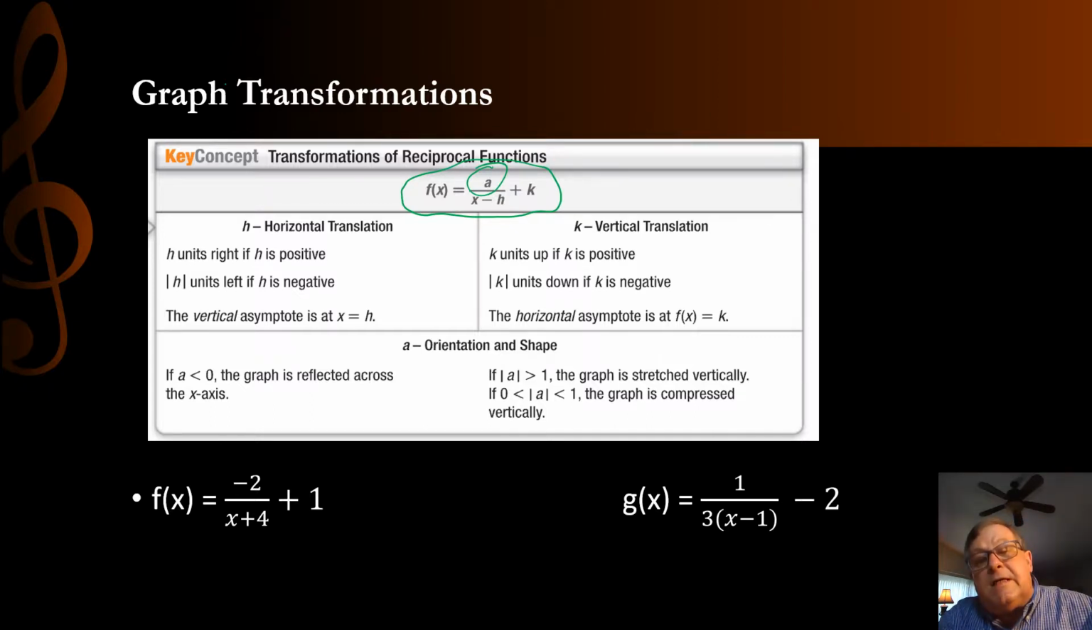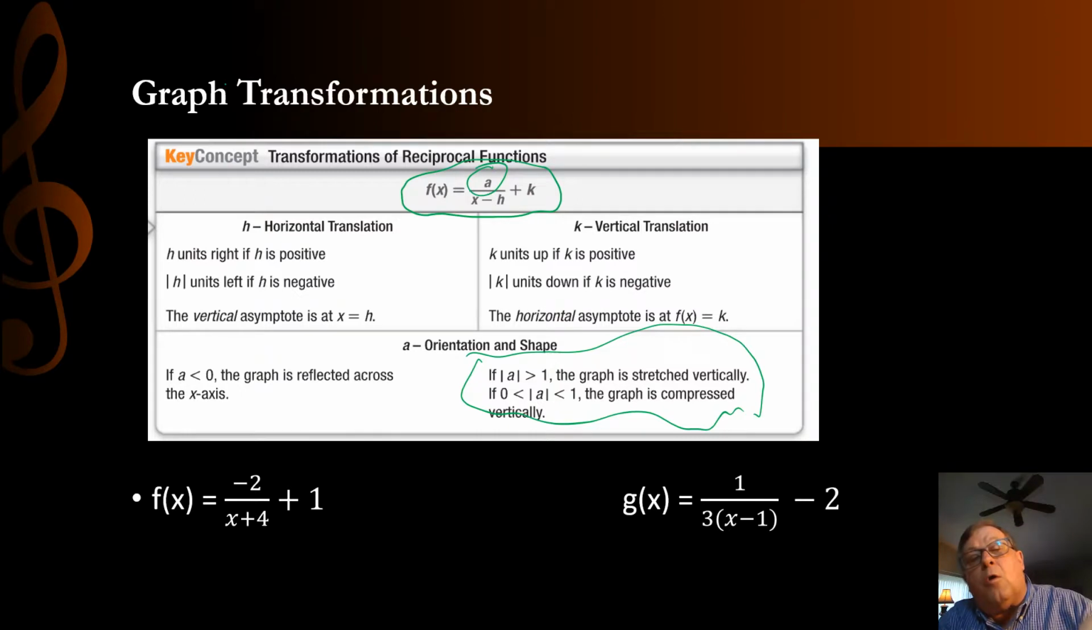And so here we see that if the absolute value of a is greater than 1, it's going to stretch the graph vertically, pull it up, pull it down. And if the absolute value of a is between 0 and 1, but not equal to 0 and 1, it is going to compress the graph vertically.